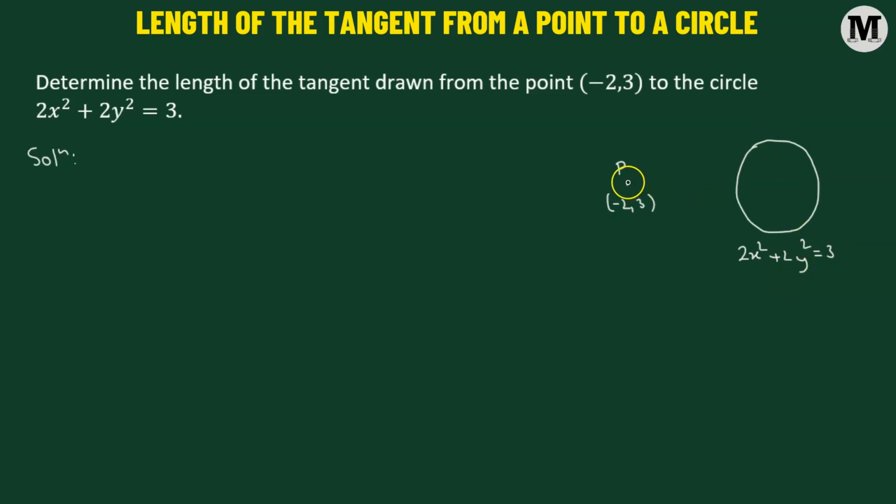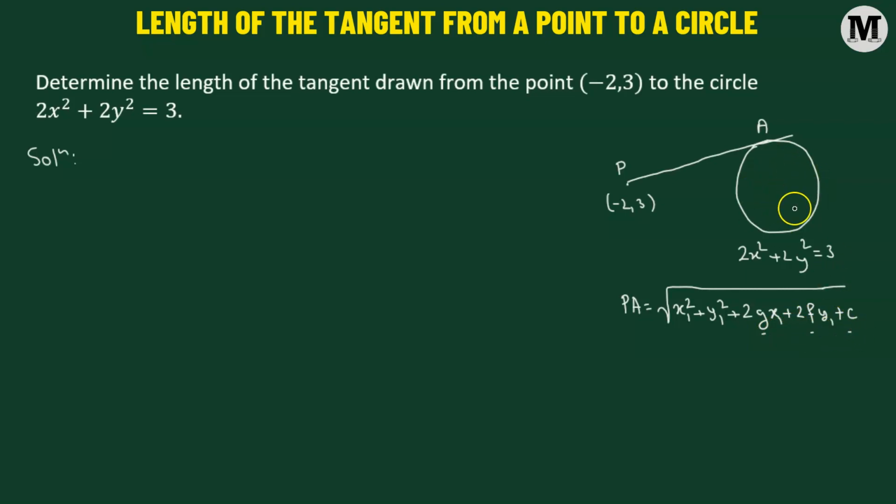Now let's say from this point P, we draw a straight line such that it is tangent to the circle at A. So our goal will be to determine the length of the tangent PA. To find the length of the tangent PA, there's a standard formula. We take the square root of x1² + y1² + 2gx1 + 2fy1 + c. Here, the constants g, f and c can be obtained from the circle, whereas x1 and y1 correspond to the coordinates of point P.